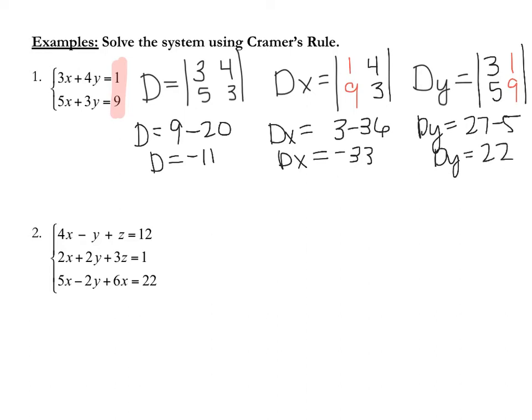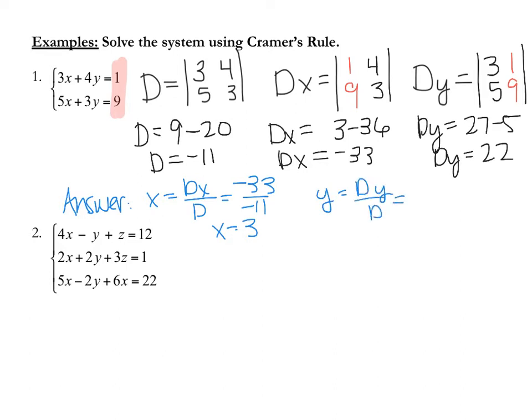And then to get the answer, Cramer's rule just says I have to get x, I'm going to do dx over d, which is going to be negative 33 over negative 11, which means my x answer is 3. And then to get y, I'm going to do dy over d, which is going to be 22 over negative 11, which means y is negative 2. So that means my answer for this system is 3 comma negative 2.